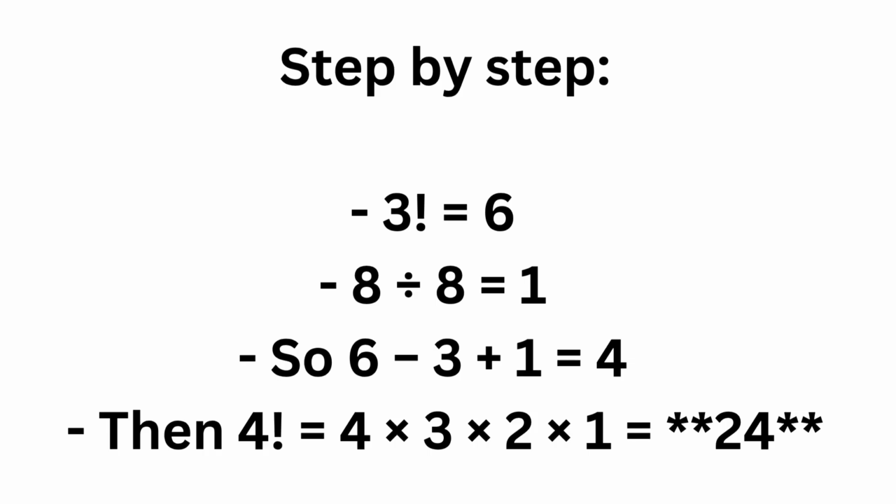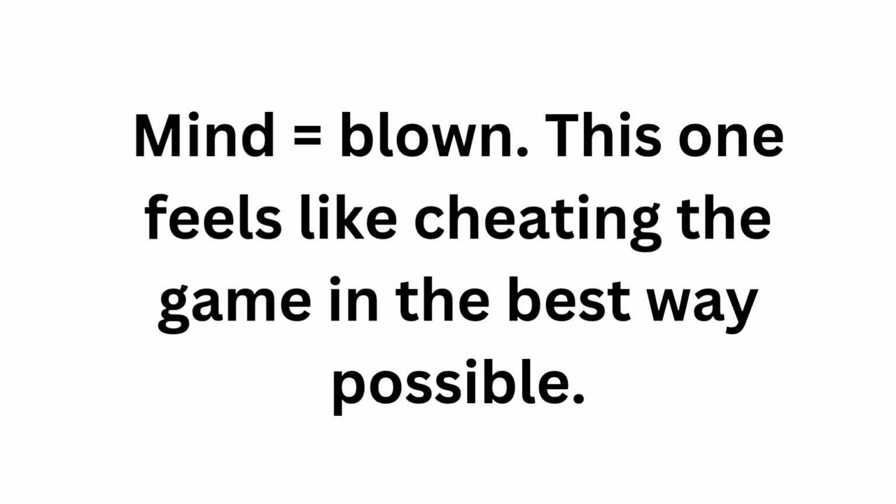Step by step. 3 factorial equals 6. 8 divided by 8 equals 1. So 6 minus 3 plus 1 equals 4. Then 4 factorial equals 4 times 3 times 2 times 1 equals 24. Mind blown. This one feels like cheating the game in the best way possible.